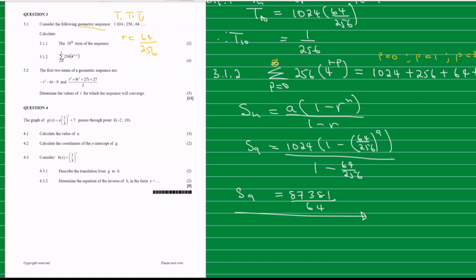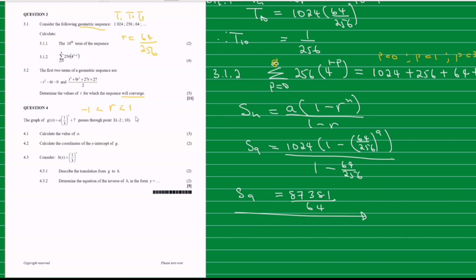Now what we need to understand by that phrase, will converge, is that when a sequence converges, especially with geometric sequences, our r is a number between 1 and negative 1. So mathematically we express it as negative 1 is less than r, which is less than 1. Simply put, it means that r is a number between negative 1 and 1. In other words, our r is a proper fraction.